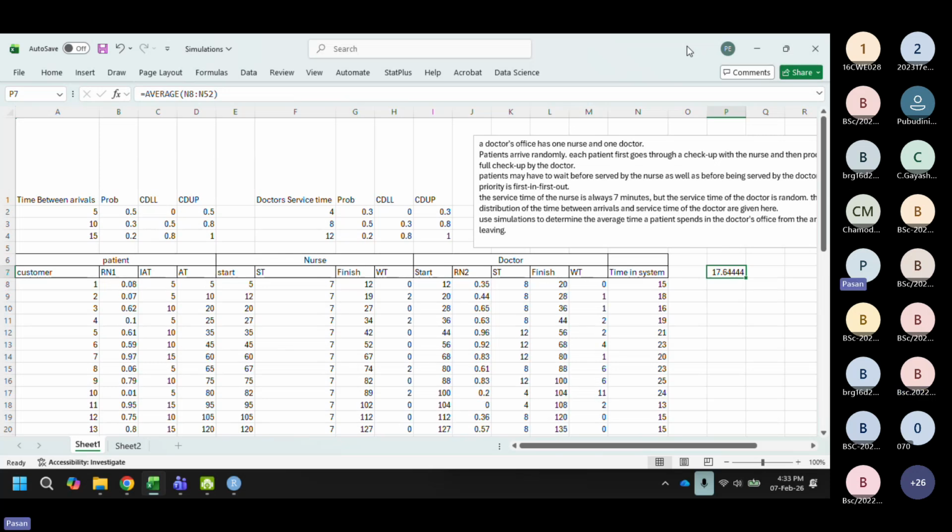that number changes, right? 17, 20, 18, and so on. So it's around 18. If you keep on changing it, it varies a little bit, but it's around 18.